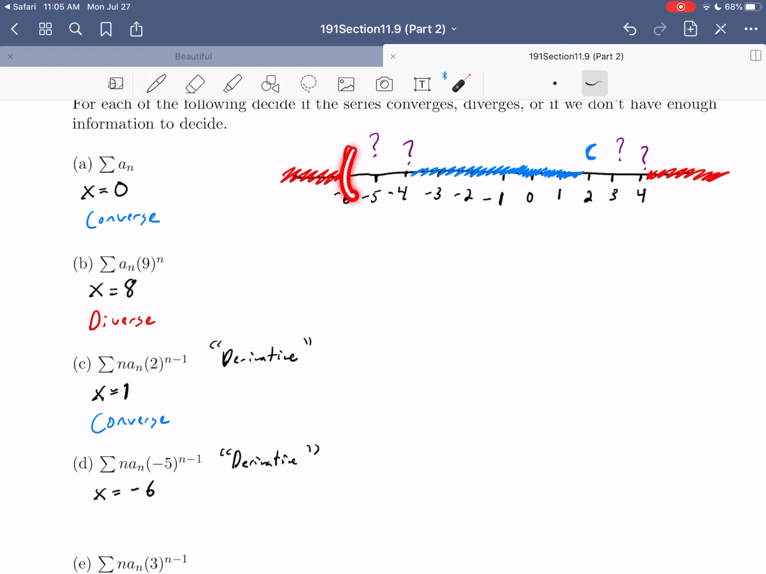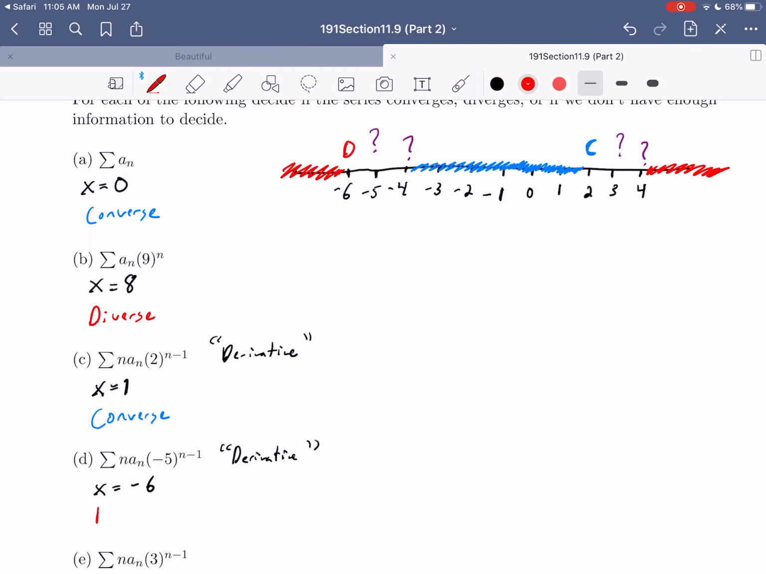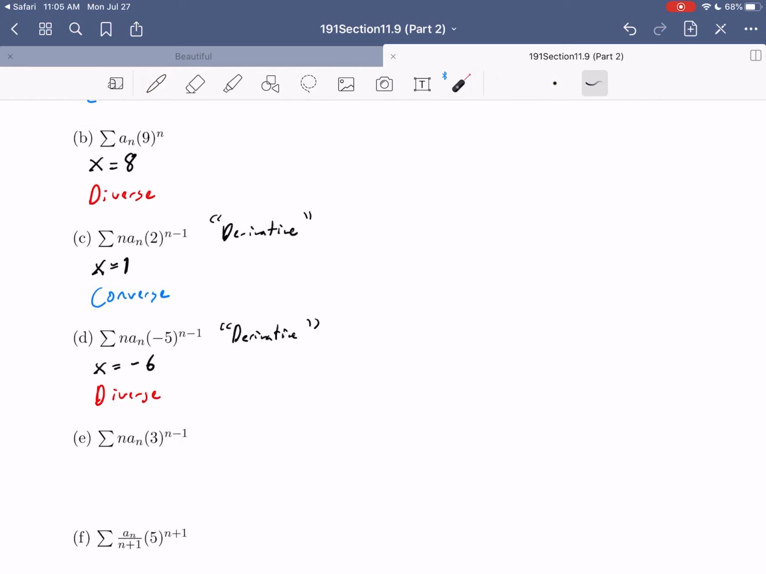What if this is an endpoint? Well, we said that at endpoints, the derivative can change convergent endpoints into divergent ones. But this is already divergent. So the derivative, if this is an endpoint, isn't going to change anything. And if it's not an endpoint, the derivative can't change anything. So this one will not change. So we know that this will still diverge. Okay, what about this here?